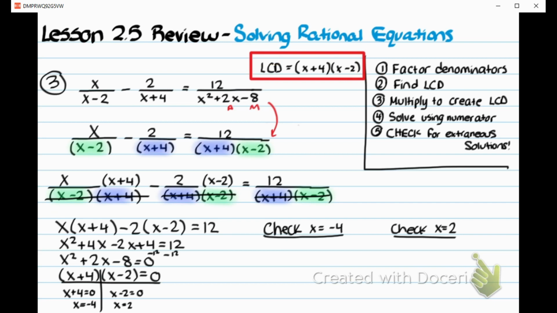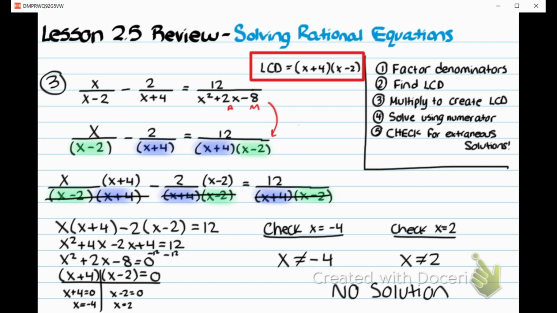x plus 4, x minus 2. If I plug negative 4 into either of those factors, it would not work because it would make this factor right here, the x plus 4, it would make it 0. Okay, so x cannot be equal to negative 4. Same thing for 2. If I plug 2 into any of the least common denominator factors that has an x minus 2, it's going to make 0, which cannot be. So x cannot be equal to 2. So in this case, there is no solution.